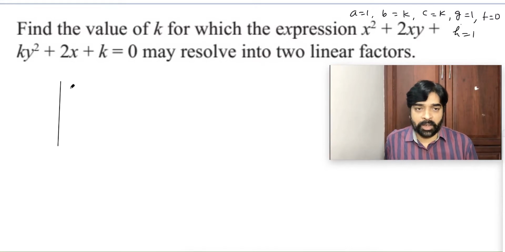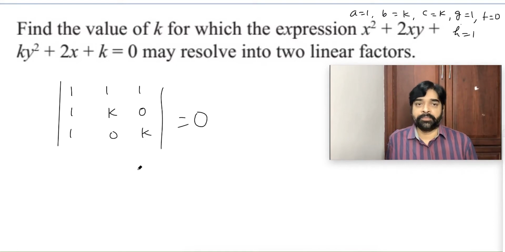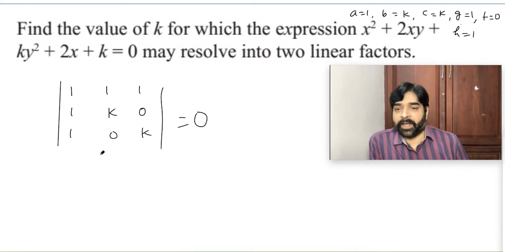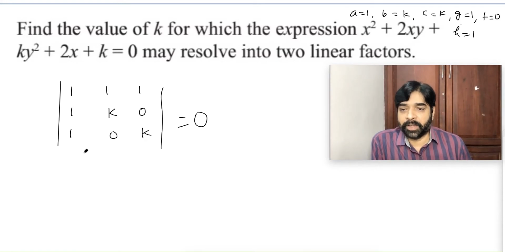Let's put it in. a equal 1, h value 1, g value 1, h value 1, b is k, f is 0, g is 1, f value 0, c is k, equal to 0. It's very simple. Nothing has to be done.